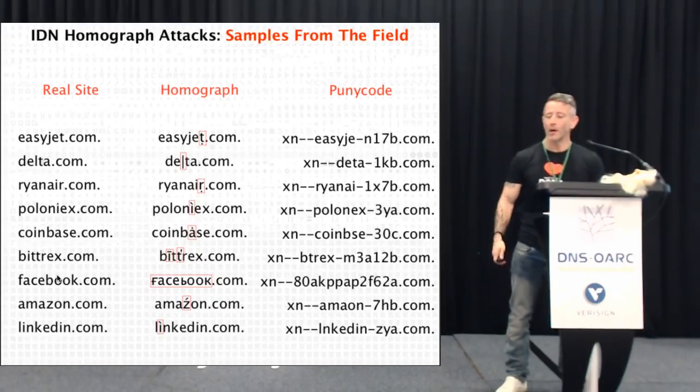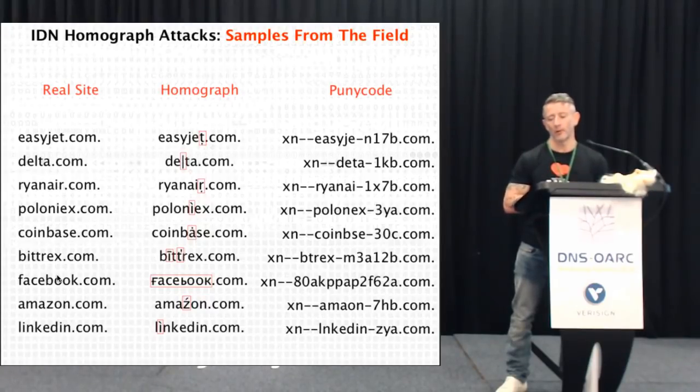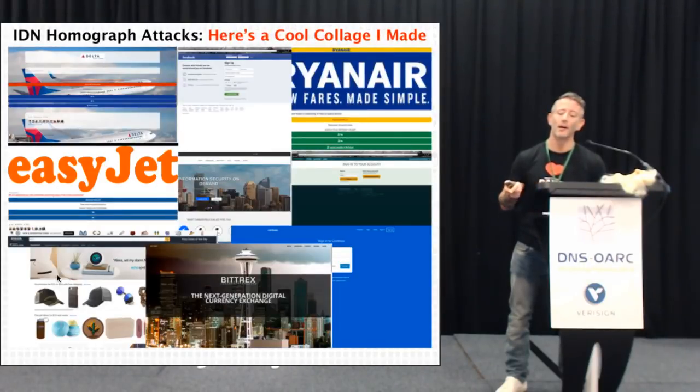Okay. So here are some samples from the field. These actually had phishing sites behind them. The real site on the left, the homograph in the middle with the characters highlighted that were the actual homoglyphs, and then the punycode behind that. We're going to whip through some of the actual sites that were behind these in a moment.